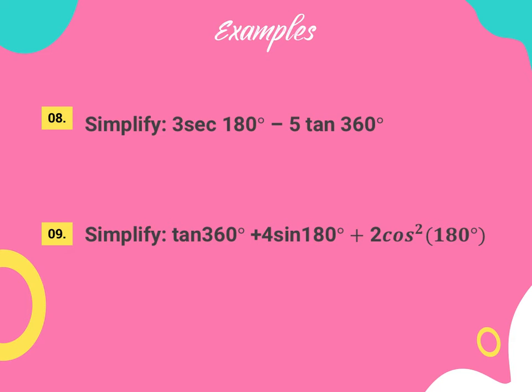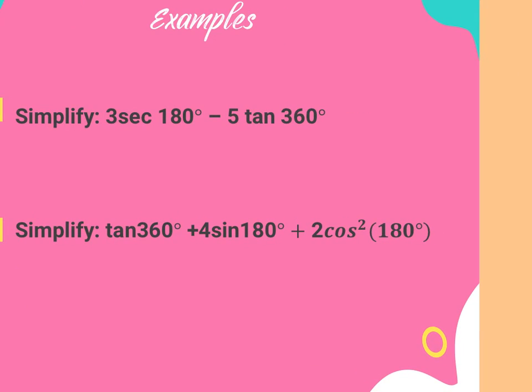Okay, this one says simplify 3 secant 180 minus 5 tangent 360. So we have to go back to those angles, right? The 180 is here on the left-hand side. That was 180 degrees. Do you remember the coordinate point that was there? How far out do I go on my normal unit circle? 1. So this would be negative 1, 0.